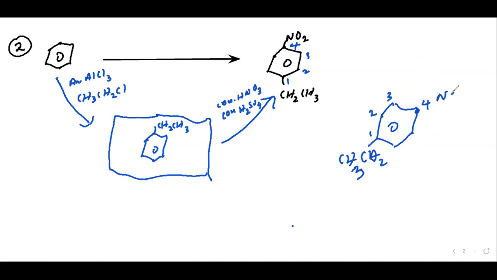Nitro group. Nitro comes to here. So it is ortho-para director. Is that clear? So therefore both are the same. You can rotate the molecule in any direction you want. And yeah. Any questions? Any questions?